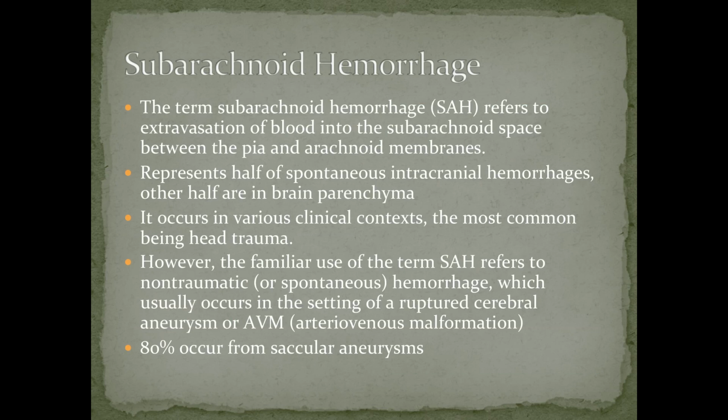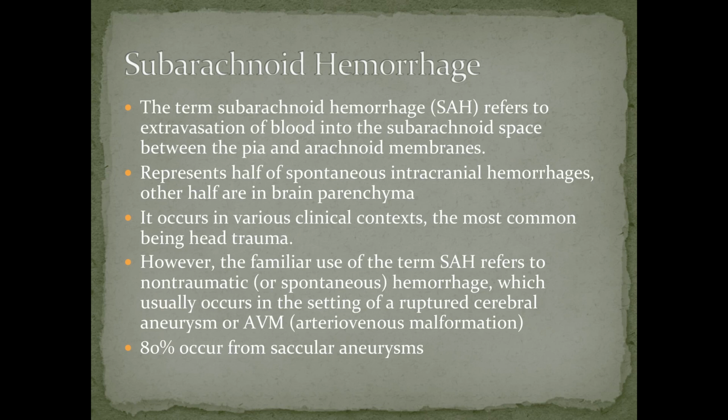Next pathology to cover is a subarachnoid hemorrhage. Usually a subarachnoid hemorrhage is just what it says, which is extravasation of blood in the subarachnoid space between the pia and arachnoid membranes, usually from a blood vessel. About 80% of the time it comes from a saccular aneurysm, about 10% of the time from arteriovenous malformation. Now, you can get a subarachnoid hemorrhage from trauma. That's probably the most common cause.